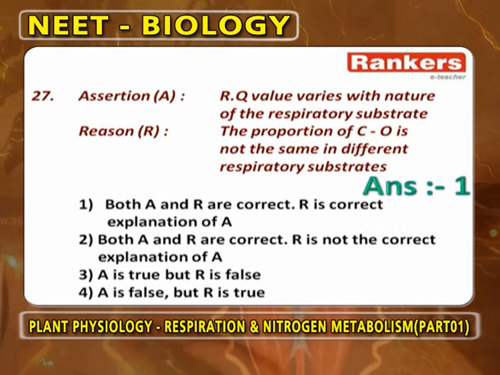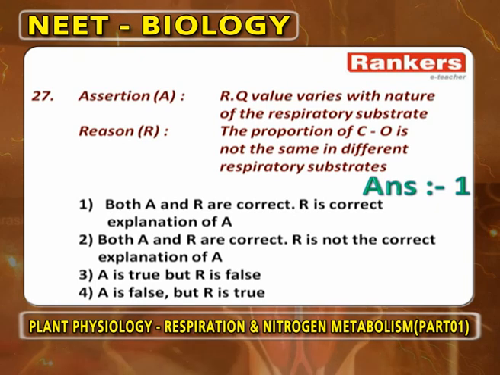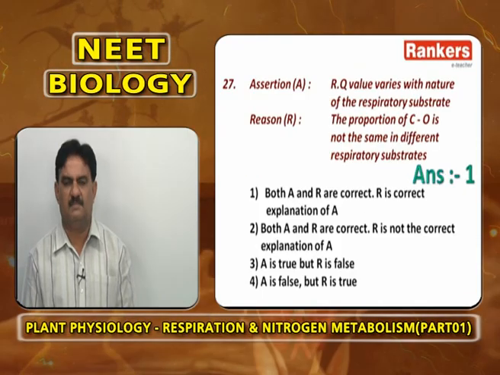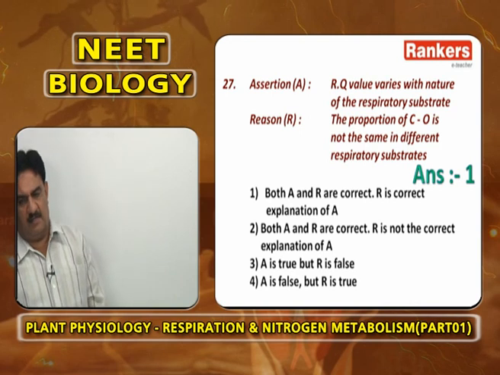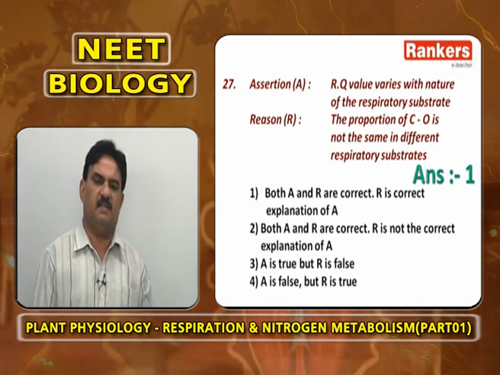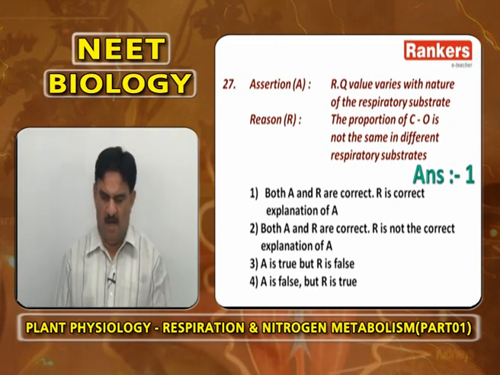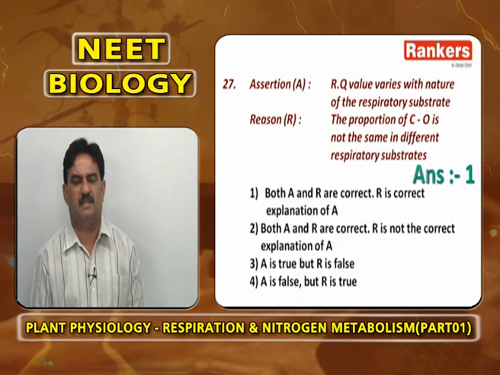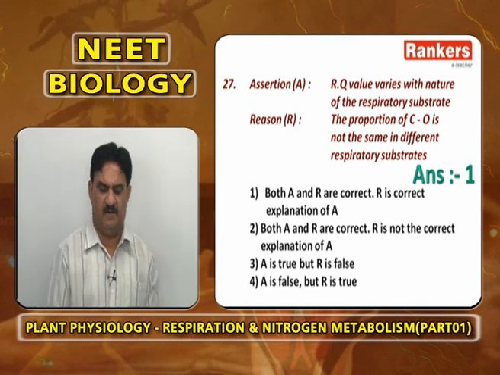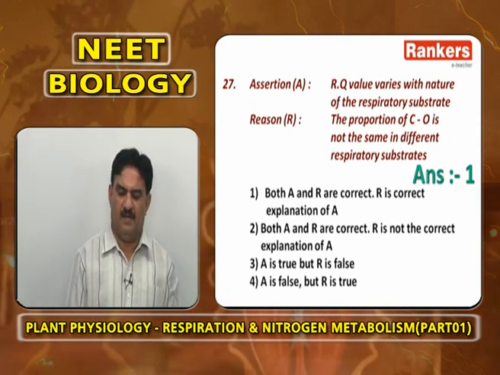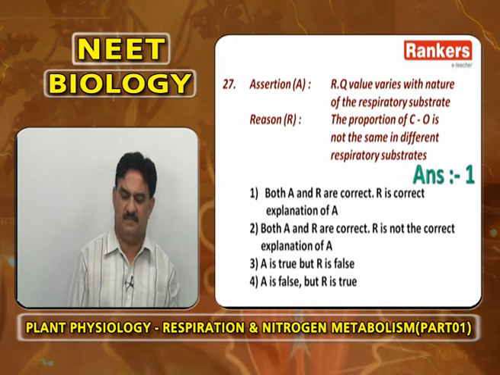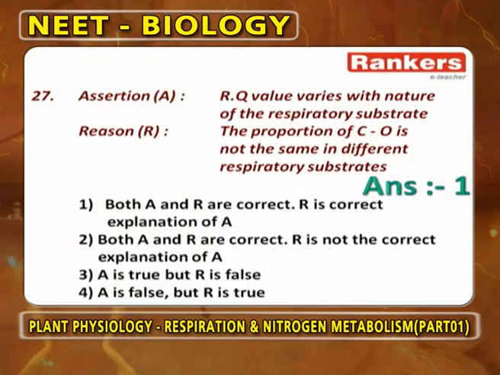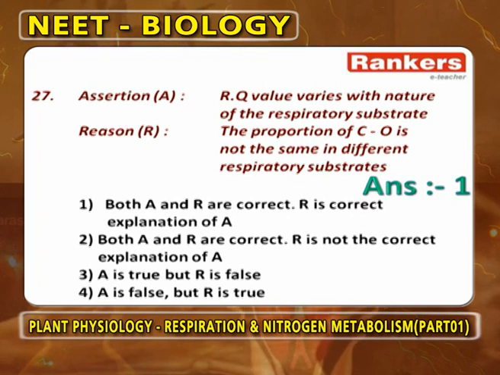RQ value varies with the nature of respiratory substrate. This is correct. Definitely, according to the oxygen percentage and carbon dioxide percentage in the chemical structure, the RQ value is decided. Reason: the proportion of carbon and oxygen is not the same in different respiratory substrates. That's why the RQ value varies with the nature of various respiratory substrates. So both A and R are correct, and R is the correct explanation of A.